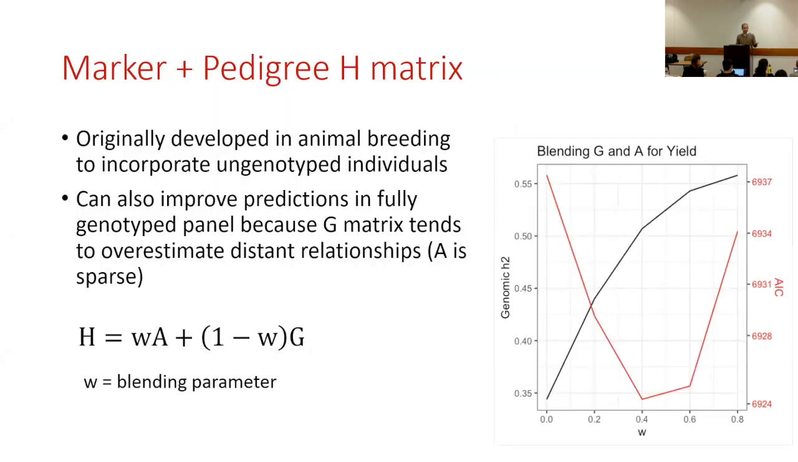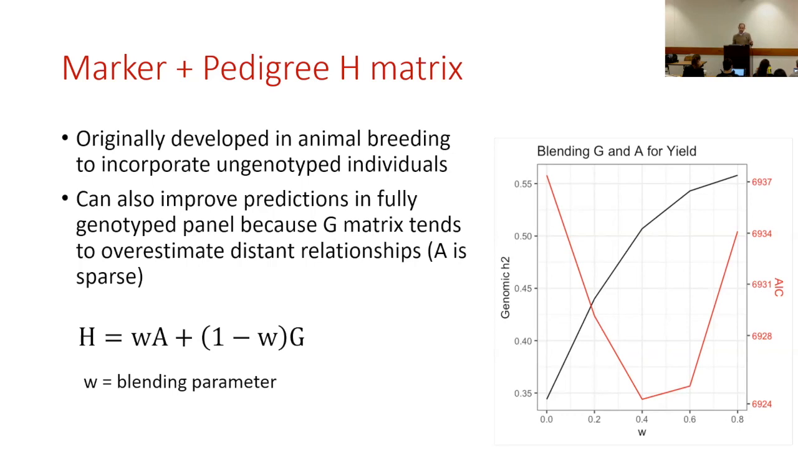All right, so I mentioned at the beginning this idea of combining the pedigree and the marker data in this H matrix. This was originally developed in animal breeding as a way to incorporate ungenotyped individuals. And that's still a very good way of using it. However, even when you have marker data for all the individuals, you can see there's a benefit to doing this because the pedigree and the marker data are providing complementary notions of relationship.